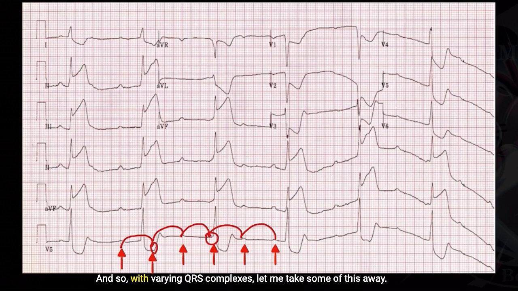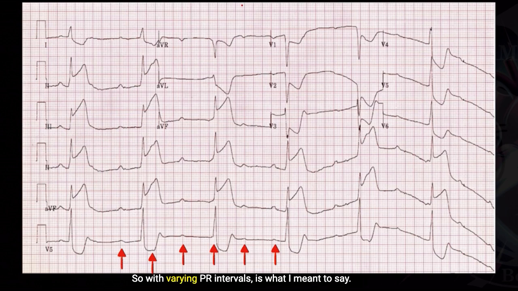So with varying PR intervals, is what I meant to say. Varying PR intervals, we have complete AV dissociation, otherwise known as a complete heart block in this situation. So this is a complete heart block with an inferior STEMI.